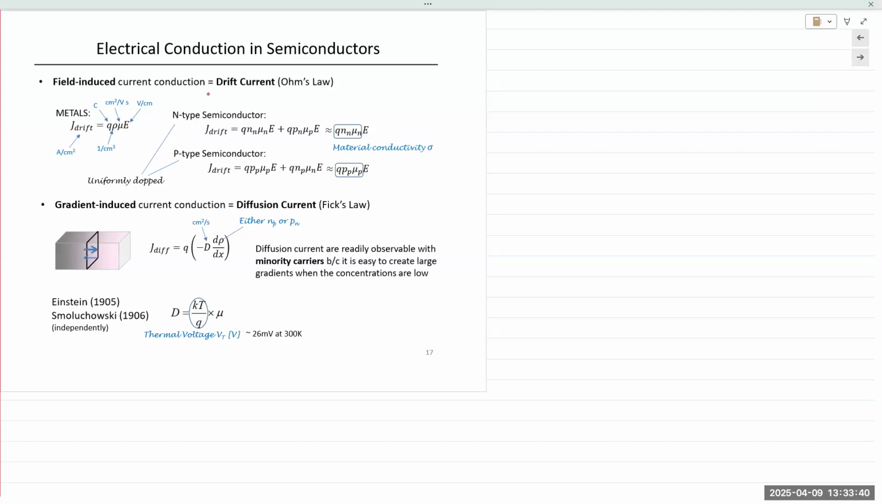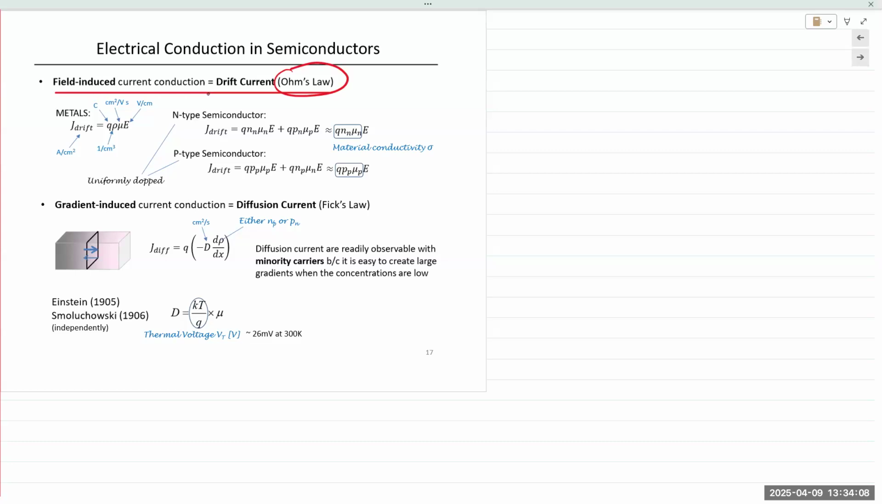So drift is a response to an applied electric field. In simple terms, you apply a voltage and the charge carriers will move in response to that external input. That can be easily described by Ohm's law. But there's a second kind of motion that occurs, and that's because of the doping profiles.